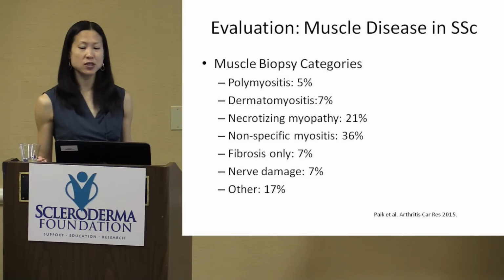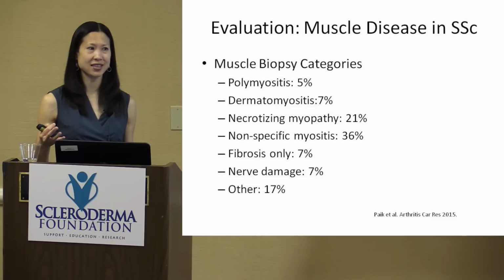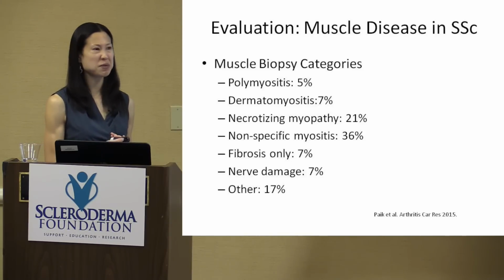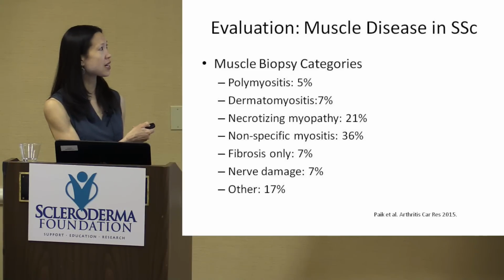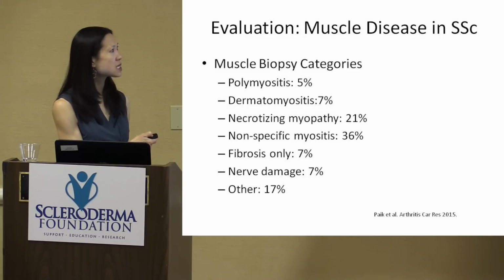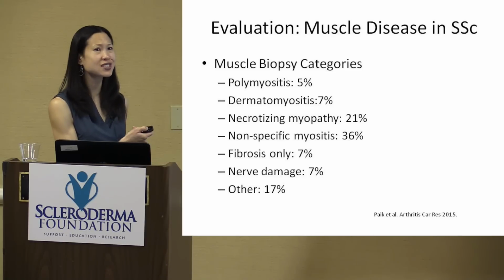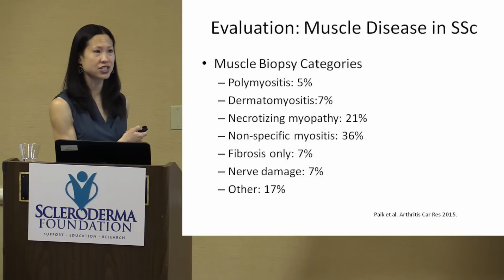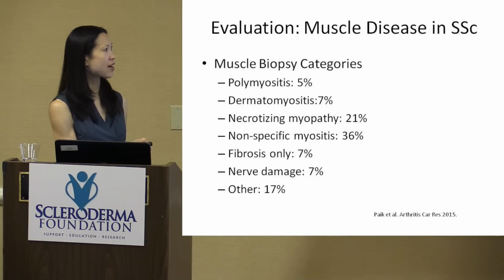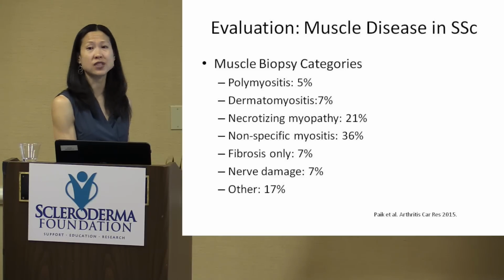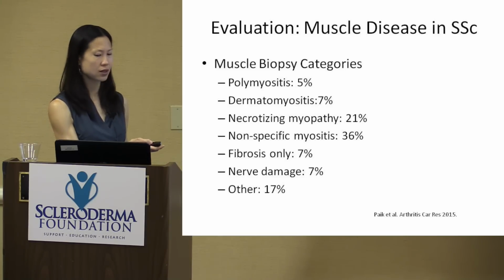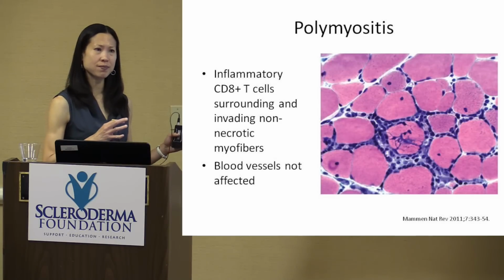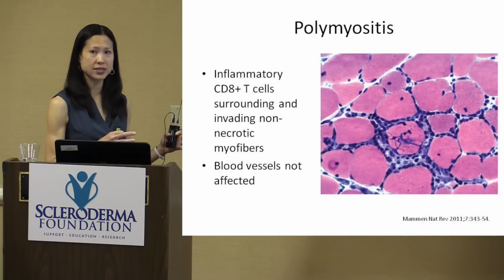So there are various muscle biopsy categories that patients with scleroderma can fit into. I mentioned maybe 10, 15%, so like 12% have forms that are consistent with inflammation, like polymyositis or dermatomyositis. But more commonly, they have non-specific myositis, which means they have some inflammation, some fibrosis, some dead tissue, some scar tissue. And then about 20% have necrotizing myopathy, where it's primarily the dead tissue. A small percentage of patients will have scar tissue only. A small percentage will actually have nerve damage and no problems with the muscle themselves. Now I'm going to show you some pictures of what the muscle biopsies look like in these various categories.